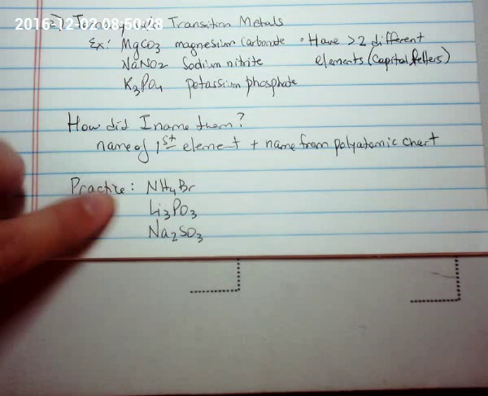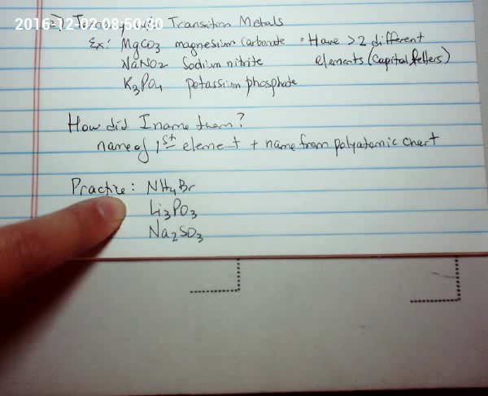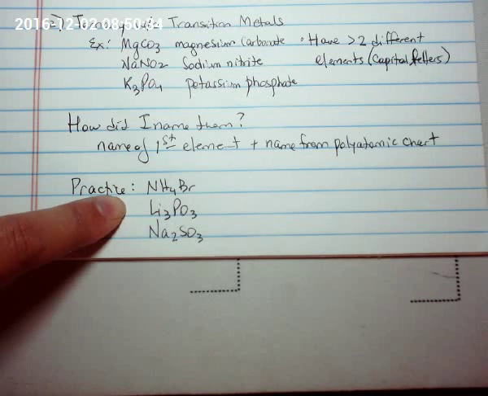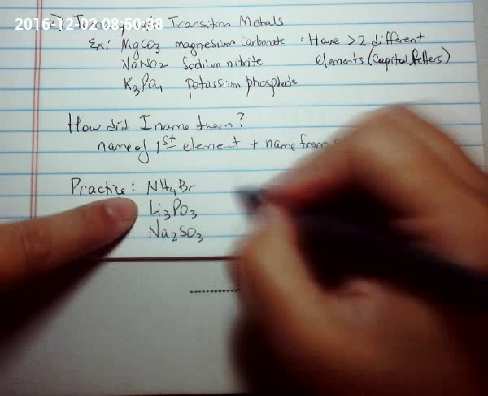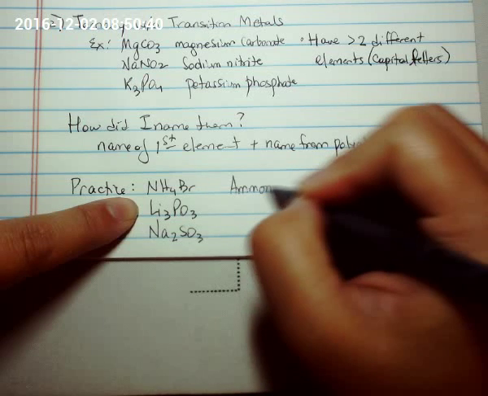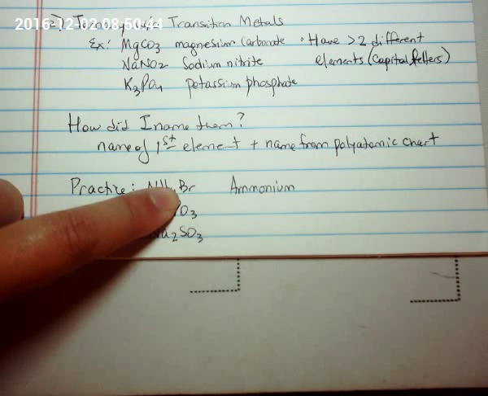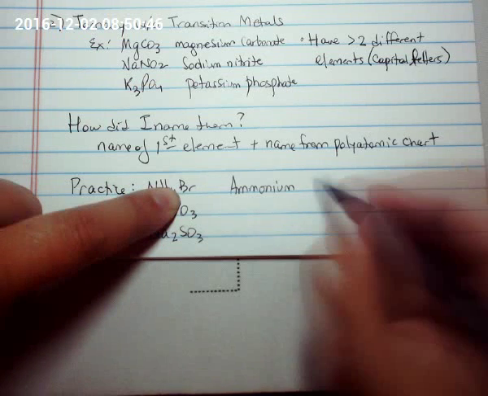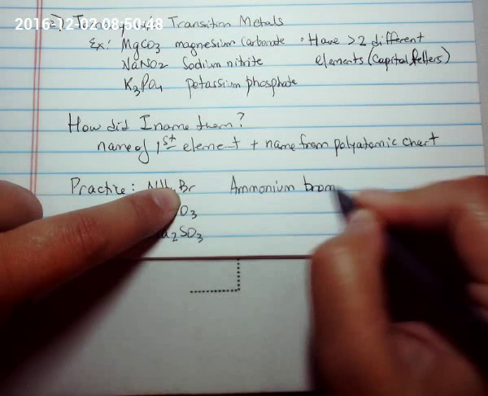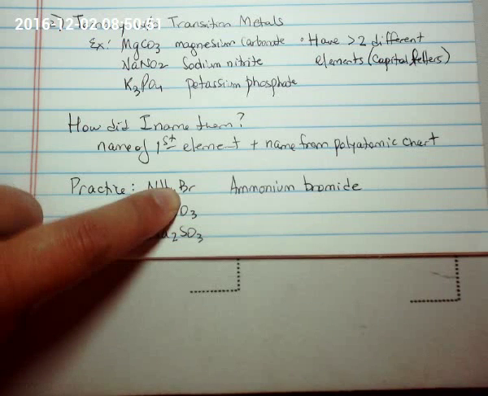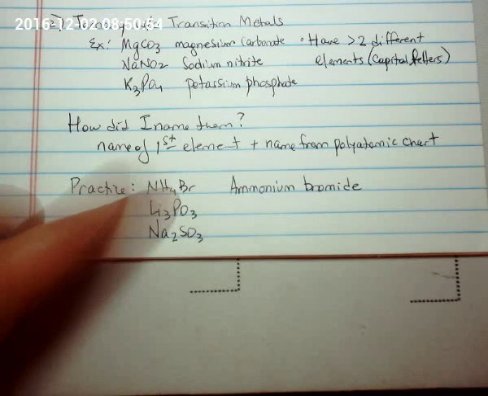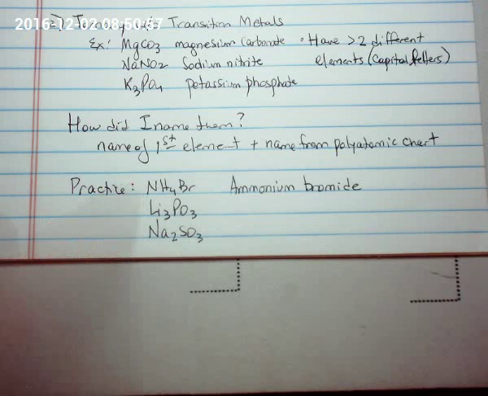Alright, so let's look at the first one, guys. NH4, is that a metal? No. Is it on that table that I just gave you? What is NH4 called? Ammonium. And then what is that element called? Bromine. So how do we finish off the name? Bromide with a D. No, you don't reverse it. You always read it in the order that it shows up in the formula.